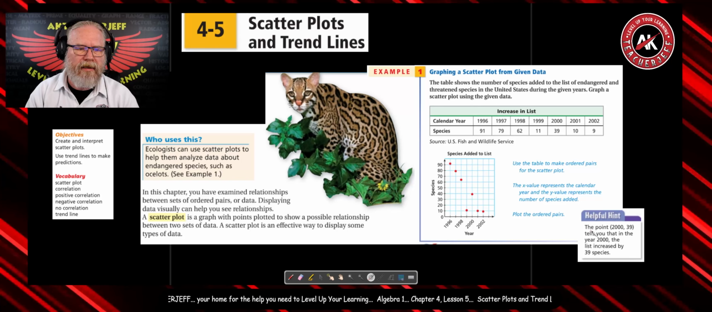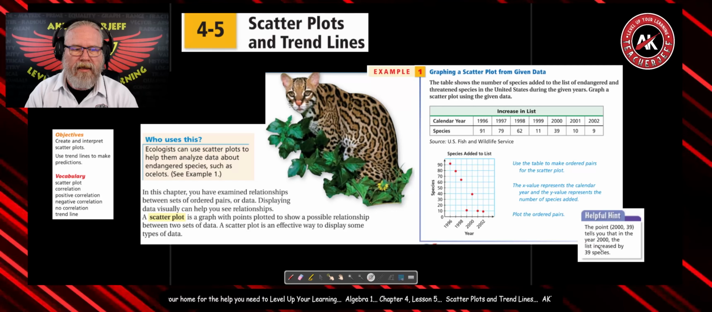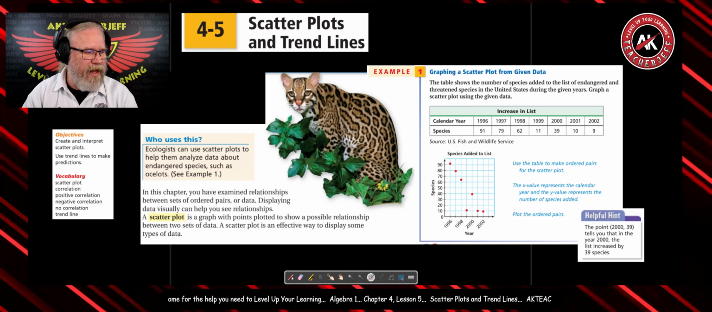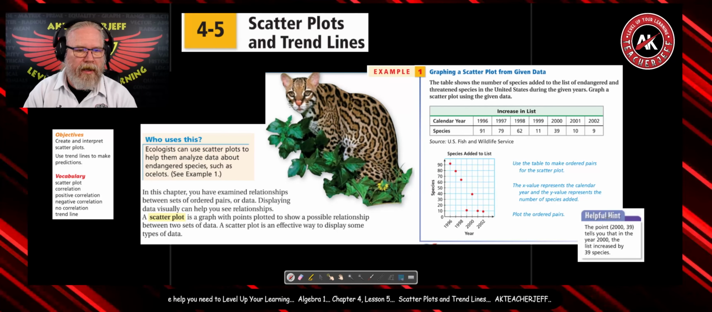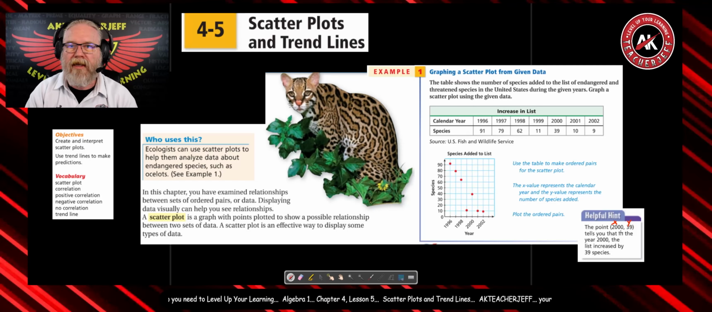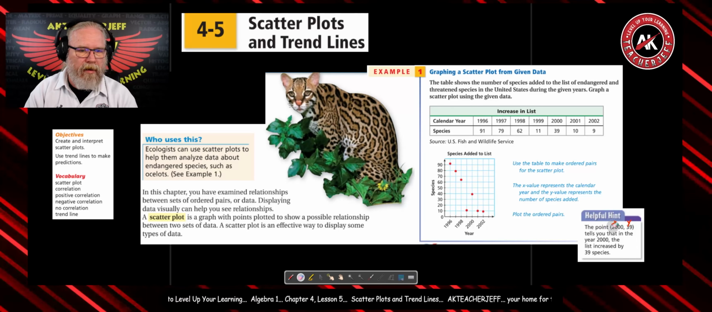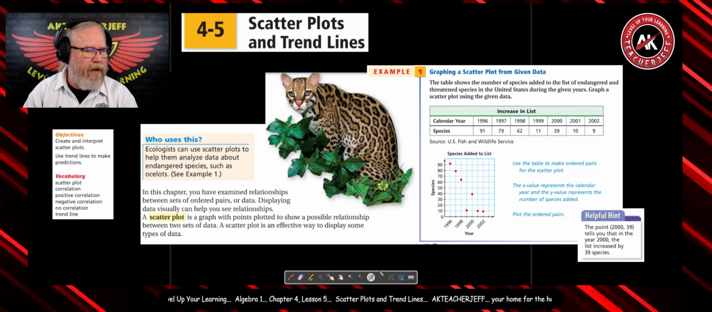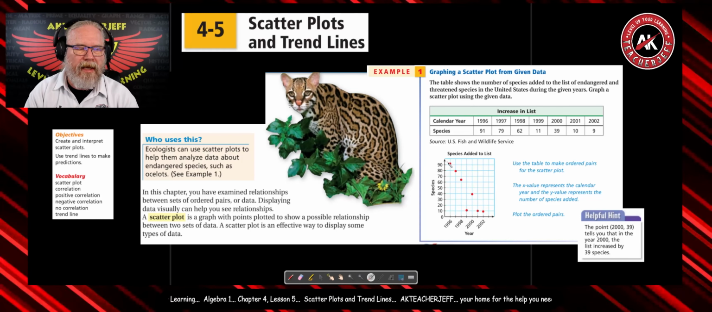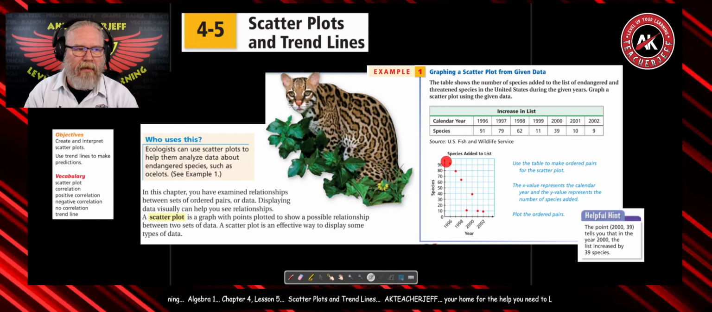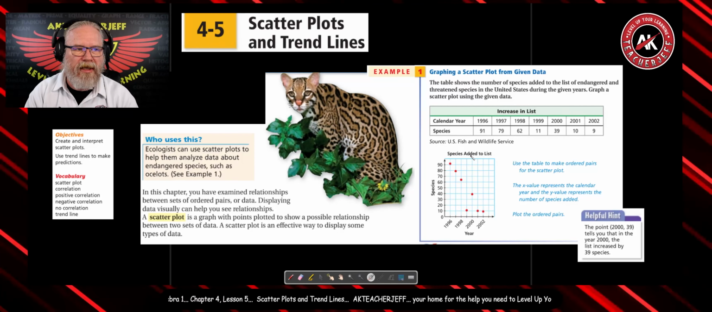And a helpful hint is to realize that the point (2000, 39) tells you that in the year 2000, the list increased by 39 species, and that is an ordered pair, right? It's an X value. Let's see, I don't think I have my red. There we go. It is an X value and a Y value separated by a comma contained inside of parentheses. So indeed, that is an ordered pair. All right. One thing I want to point out about this, though, is sometimes graphs can be deceiving. Many people might look at this and say that the number of endangered species is decreasing. And actually, if we read it, it's the number of species added to the list.